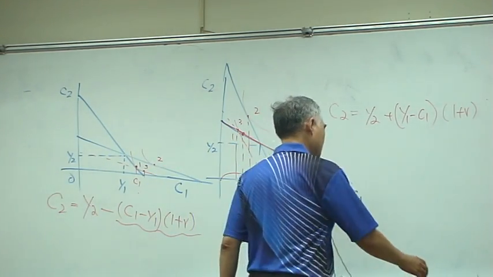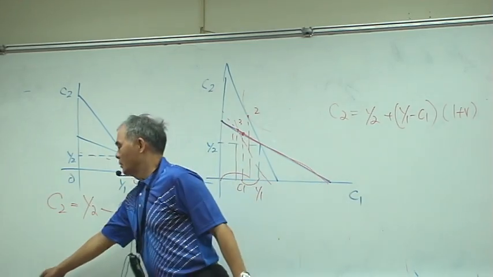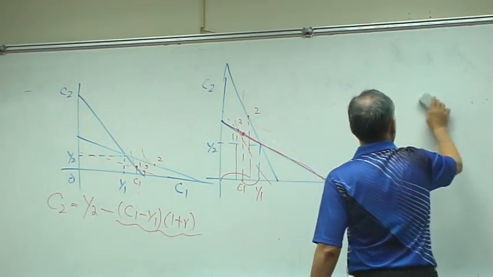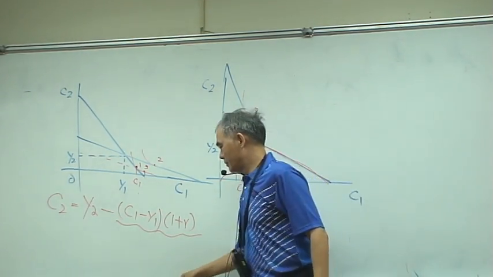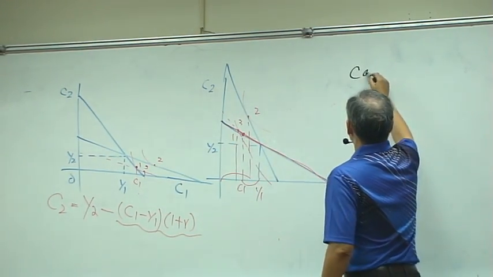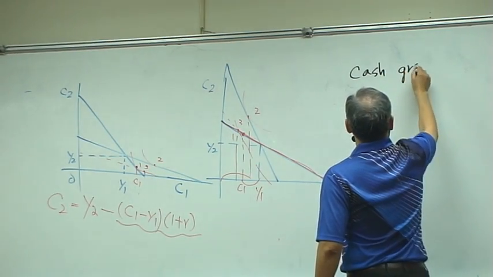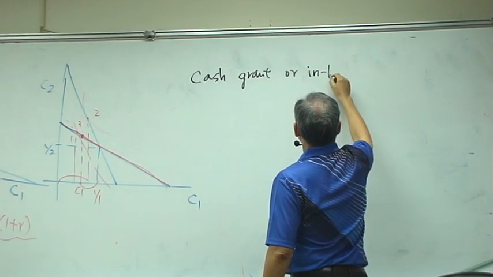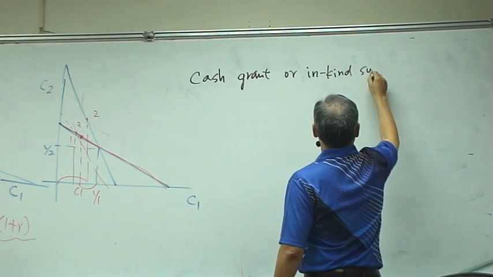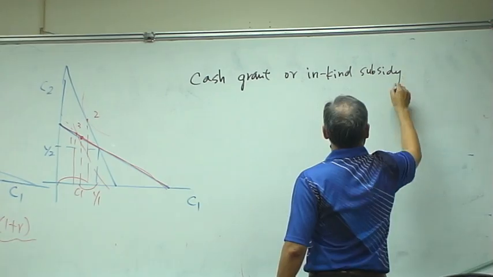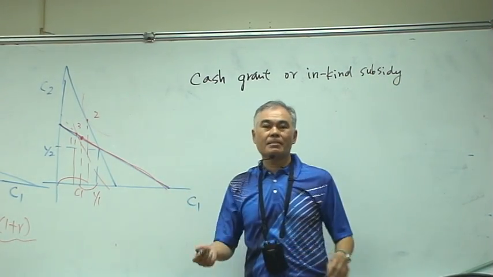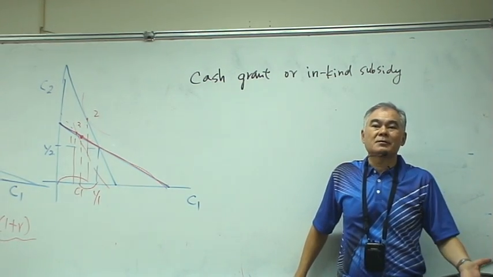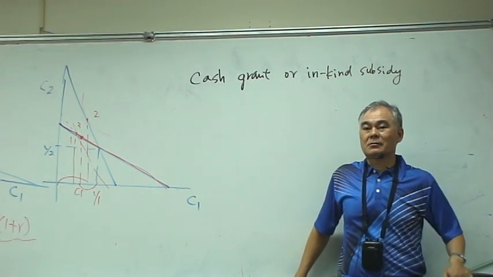Okay, let's get to the case we have here. That's what we call cash grant or in-kind subsidy. Cash grant, that's easy, right? So for example, some of you apply for scholarship and you get money, you get cash.